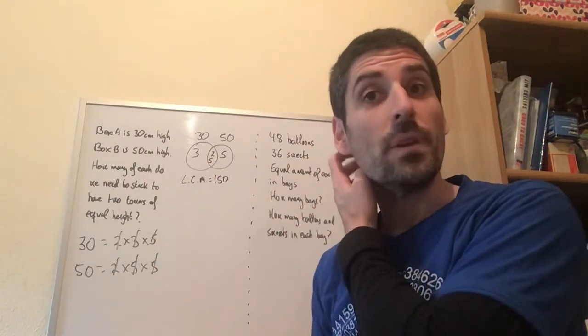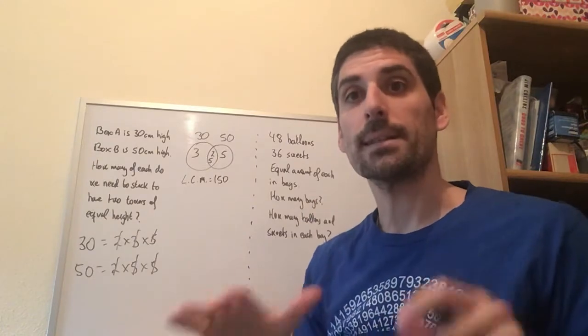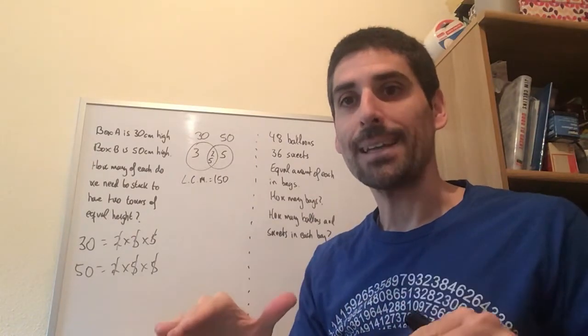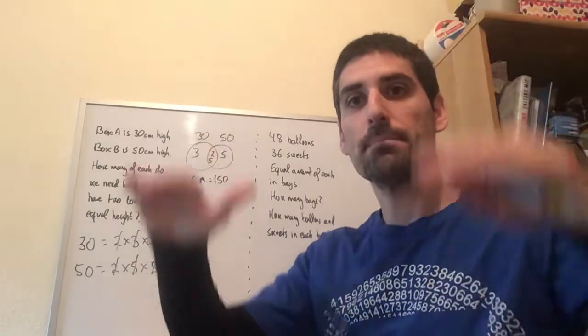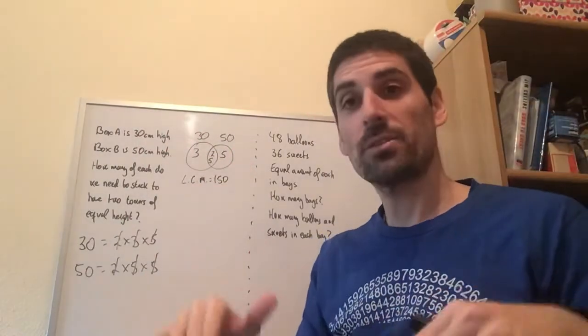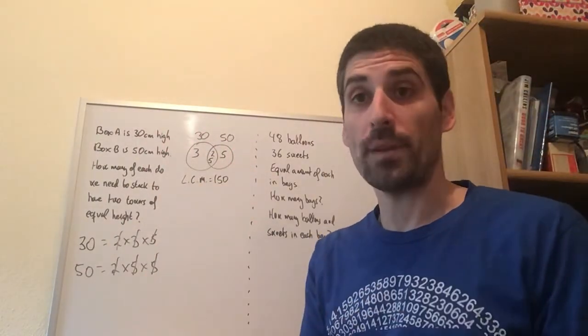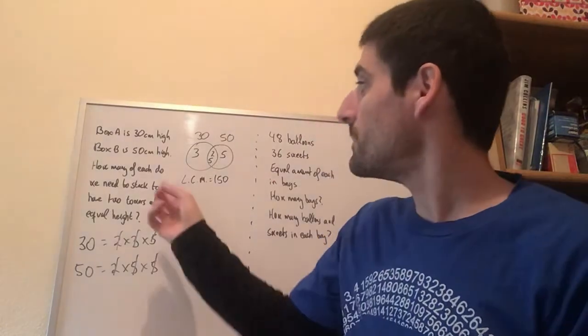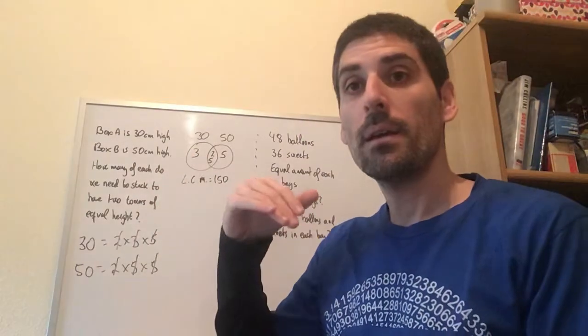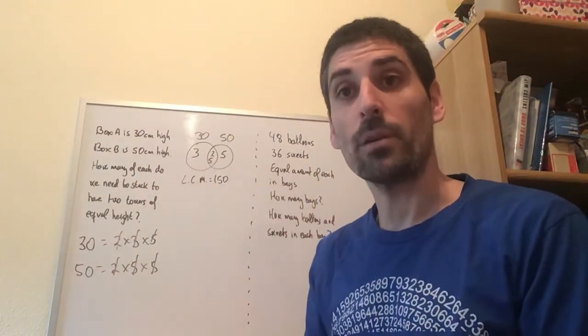What does that 150 represent? That represents the height of the towers. So I know that the height of the towers is going to be 150. But they're asking me to find how many boxes of each type am I going to need?